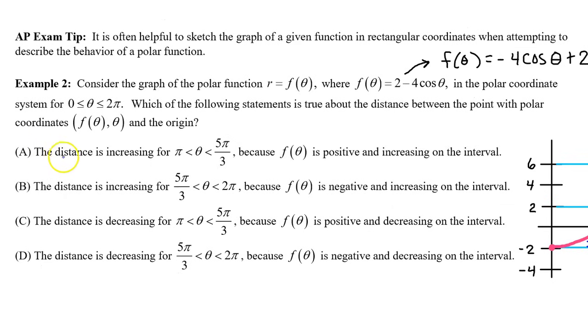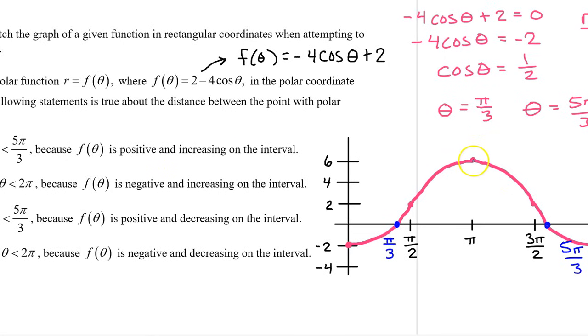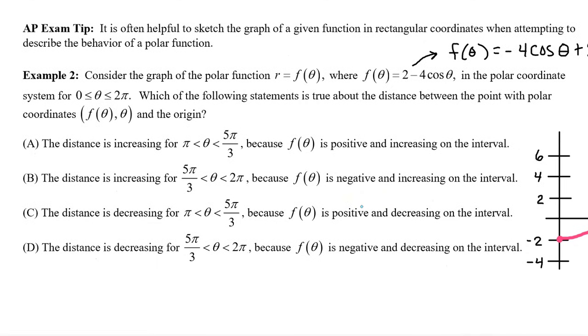Option A says the distance from the origin is increasing on the interval from pi to 5 pi over 3. Well, the distance from the origin is decreasing on the interval from pi to 5 pi over 3, not increasing. So the answer is definitely not A. Option B says the distance from the origin is increasing on the interval from 5 pi over 3 to 2 pi.